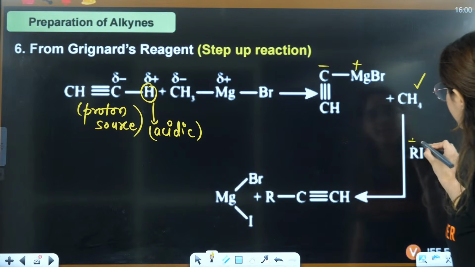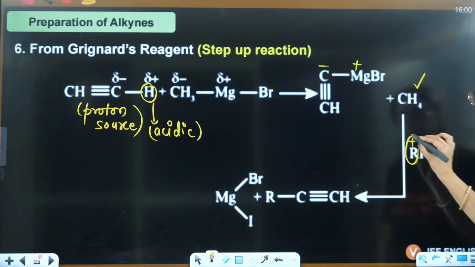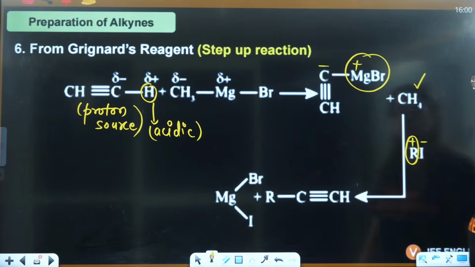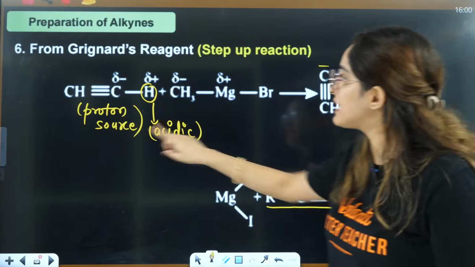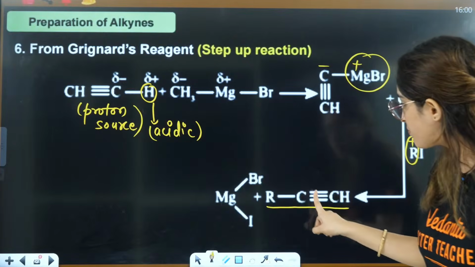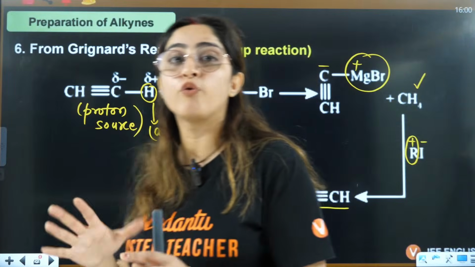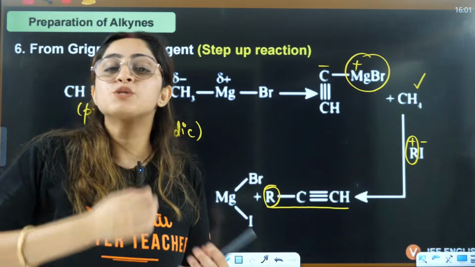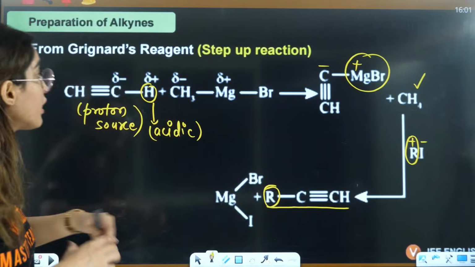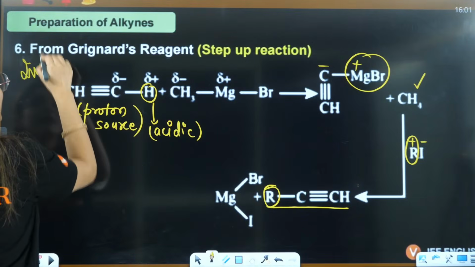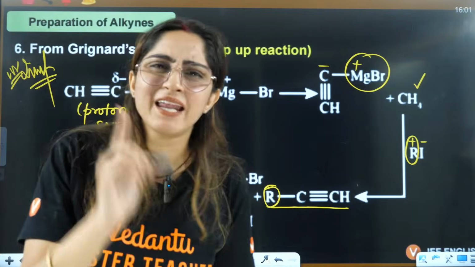Now you have R-X, this is positive, this is negative. So this positive R will replace this MgBr and hence you will have a step up reaction. Here this was CH triple bond CH, now this is CH triple bond CR. This alkyl chain can be 3 carbon, 4 carbon, 5 carbon. That means you have introduced more carbon into the alkyl chain, and that's what makes this reaction very, very important.